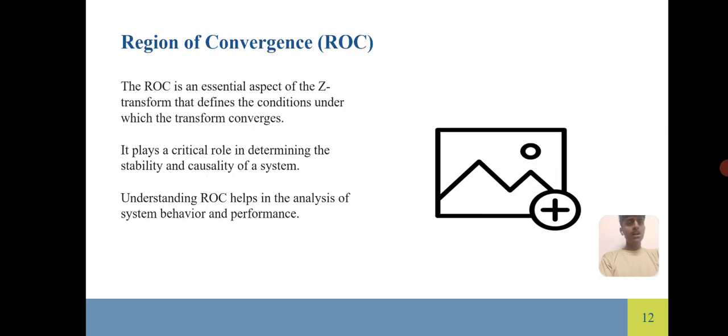So, region of convergence, ROC. So these are the main important things.